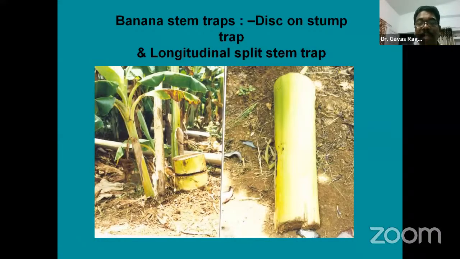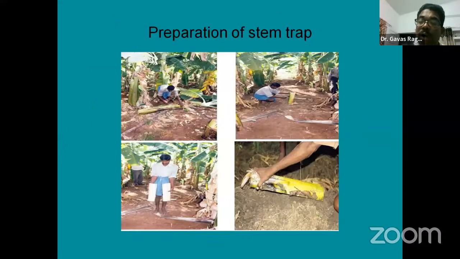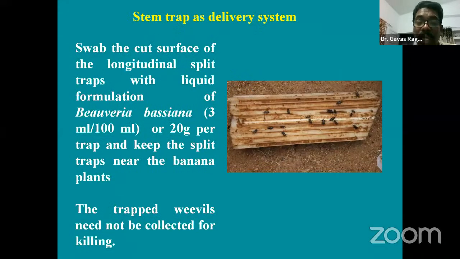So this is how we prepare the longitudinal split trap. We cut the pseudostem into pieces of 1 to 2 feet, sorry, not meters. And longitudinal splits will be made, and we will smear the open end with Beauveria bassiana at the rate of 20 gram per trap, or 3 ml Beauveria liquid formulation per 100 ml solution we will make. On the flat, exposed surface we will smear that, and it will attract the adult weevils, which will get in contact with the EPF, and the EPF will kill these weevils by causing an epizootic condition.